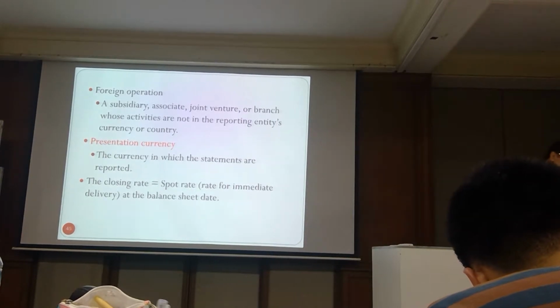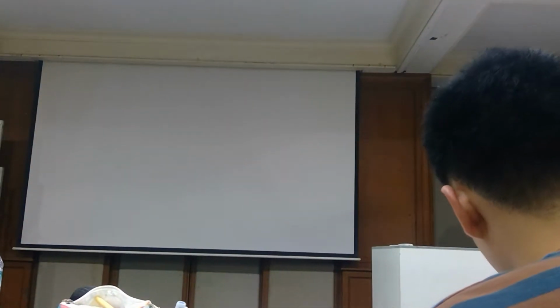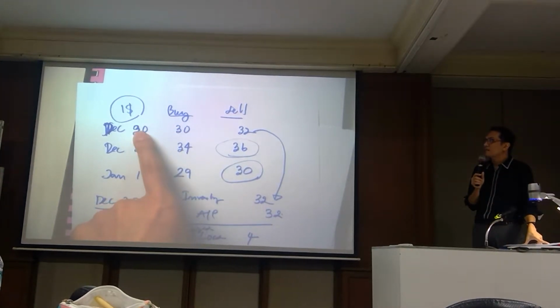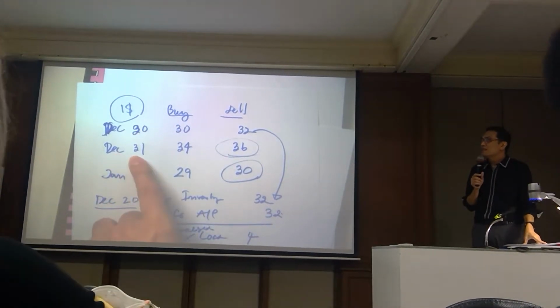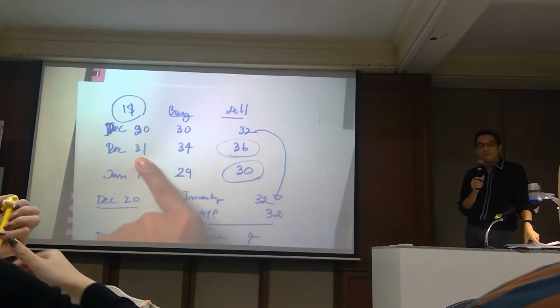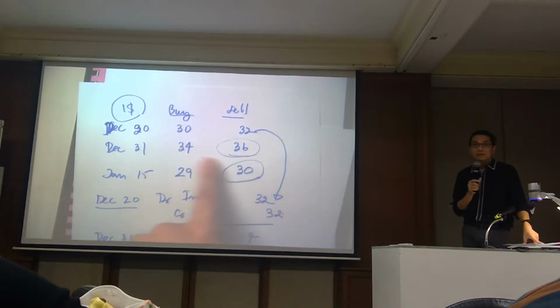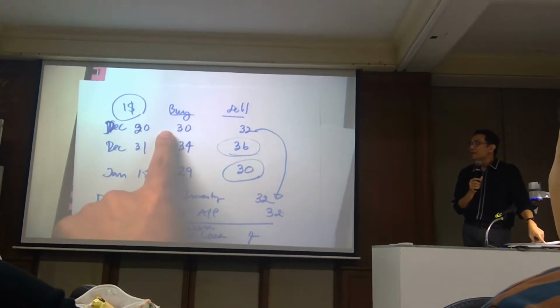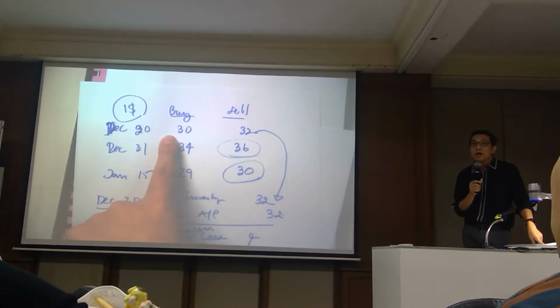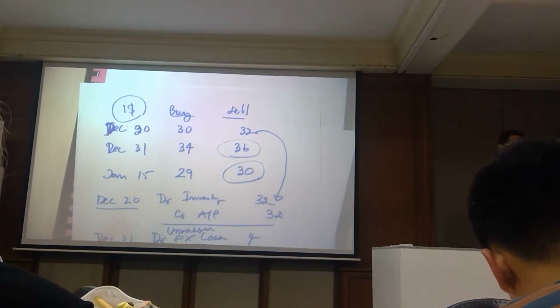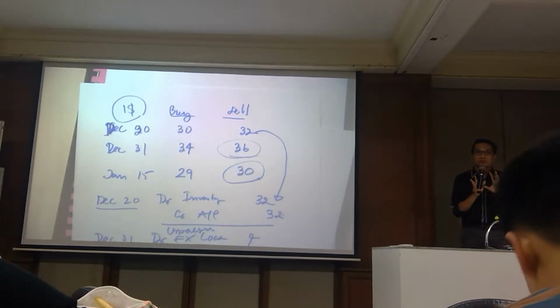So if we get back to this scenario, let's suppose this is the spot rate on December 20. On December 31st, when we prepare the financial statement, this turns to be the current rate. All right, this spot rate is now transformed to be the historical rate. So this is the way we call them by technical terms.